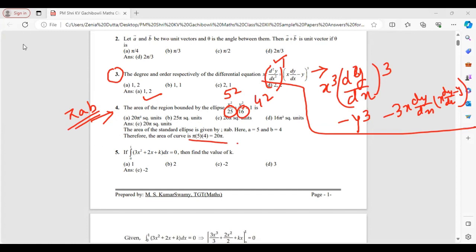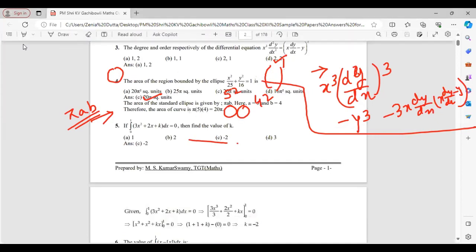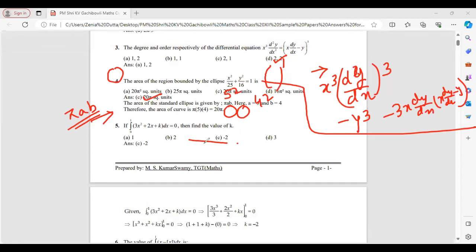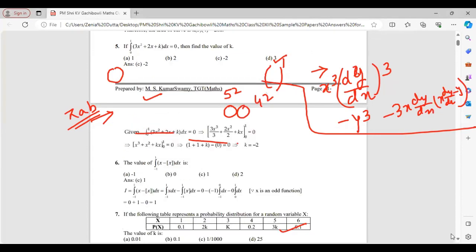Now question number 5, if the integral from 0 to 1 of (3x square plus 2x plus k) dx equals 0, then find the value of k. So for this, you will integrate. This is direct integration, and then you will equate it and find out the value of k, which is shown in the following calculation. Yes. Now coming to question number 6.